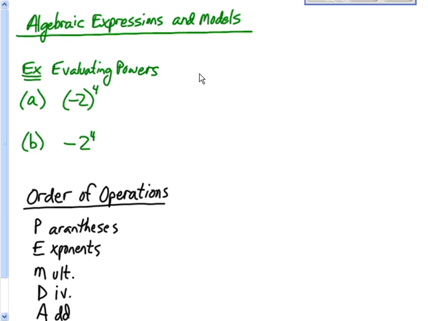Good to see you. Today we're going to talk about algebraic expressions and models, and our objectives are to evaluate some algebraic expressions and to simplify those as well. So let's talk about some powers here. Just a little notation: if you have 3 to the 4th, 3 is your base, 4 is your power, your exponent there.